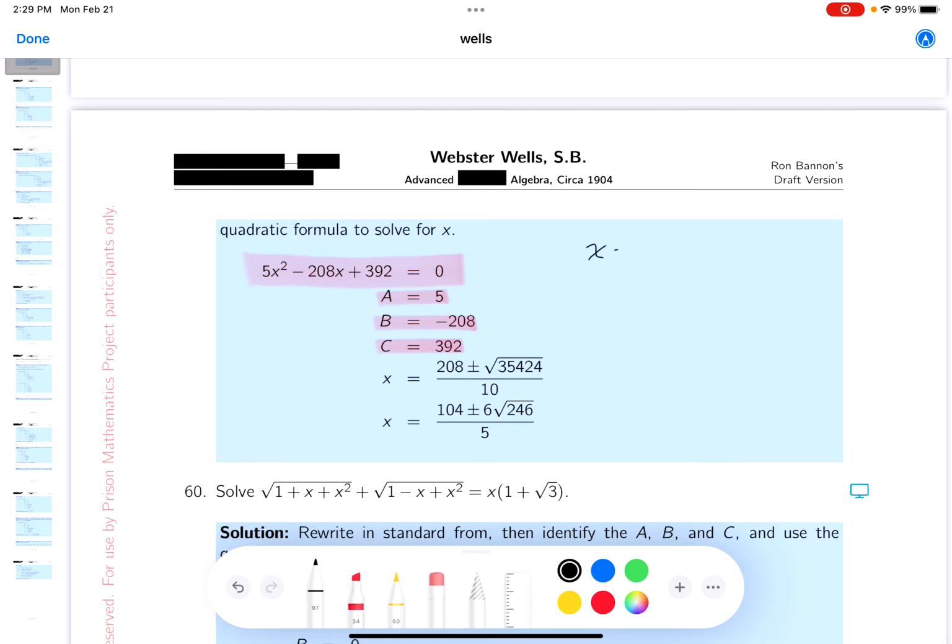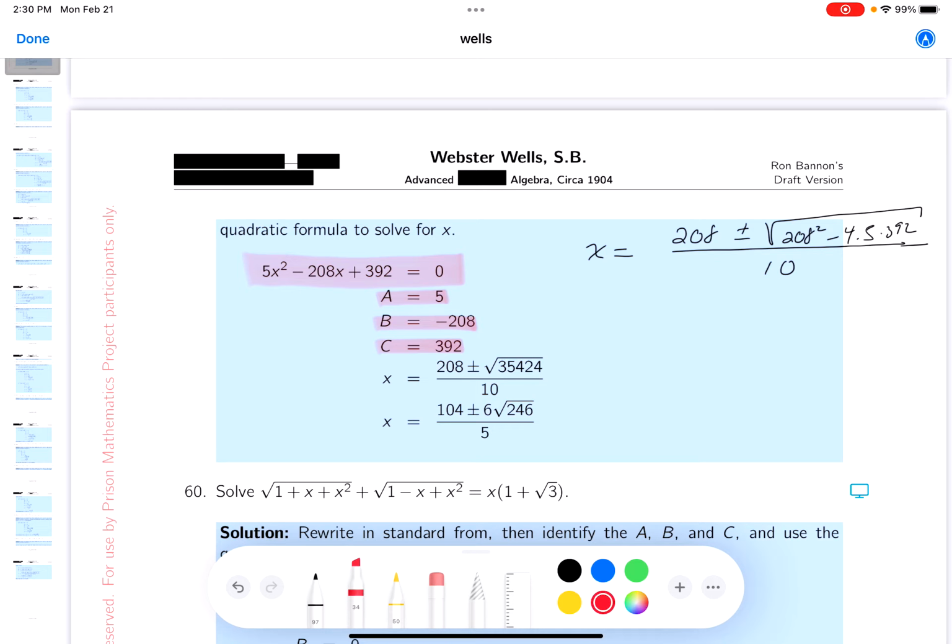So X would equal, and I'm not going to do much of the arithmetic for you, though, twice the A, which is 10. The opposite of the B, which is 208, plus or minus a root. It's going to be awful, that root. It really is. What do you get? B squared, which is 208 squared, minus 4 times A, which is 5, times C, which is 392. And my claim is you're going to get this number over here.